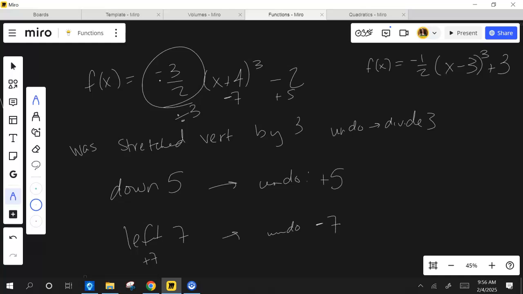That's what I had, negative 3 up there. I know. I have that. I was like, I think that's undo.